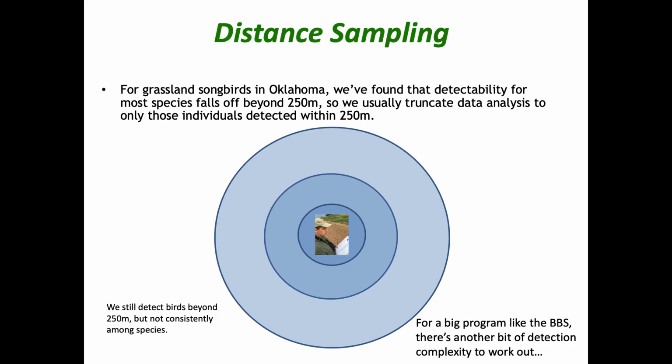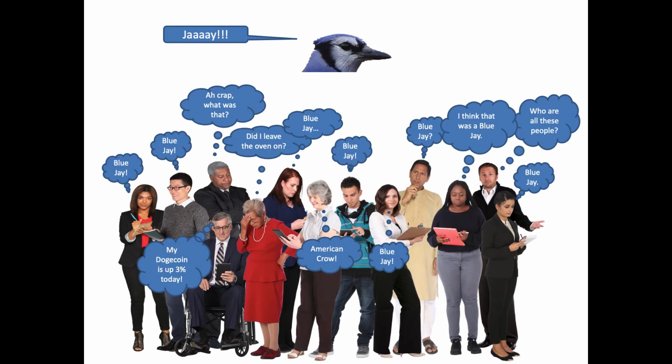Now, that's fine for doing work like I do, where I'm doing most of the counts myself, or it's some people who are working with me that I've trained, and we're spending a lot of time in the field together. But for a huge program like the Breeding Bird Survey, where you've got different people participating over time and different people participating over space, that's another bit of complexity. So let's say we've got a blue jay that says something that a blue jay might say. Lots of different people are going to vary in their ability to hear or recognize that.